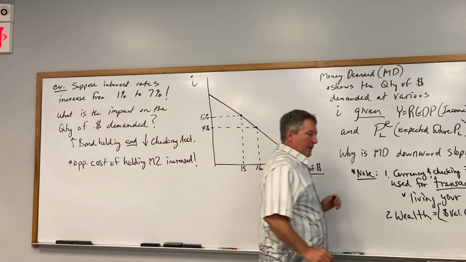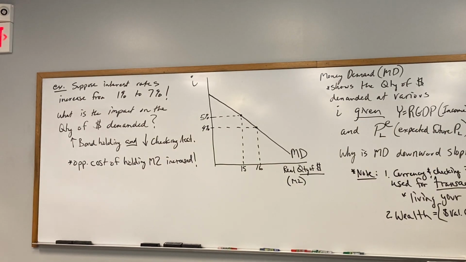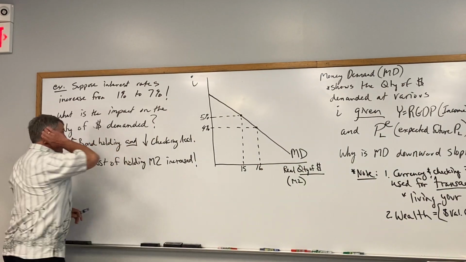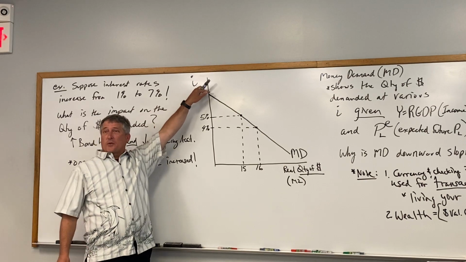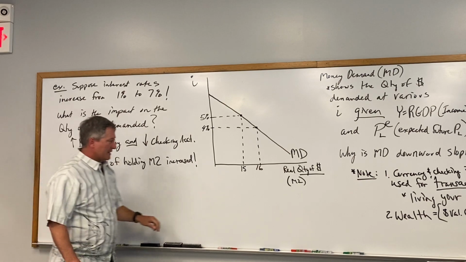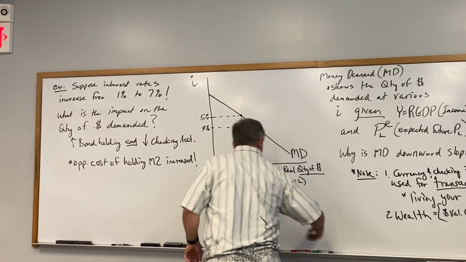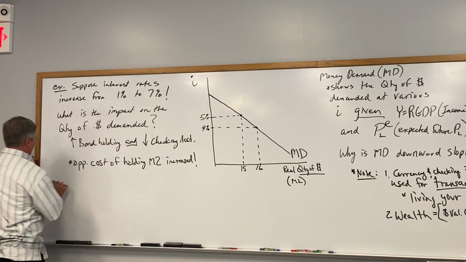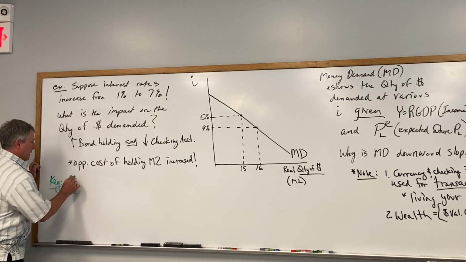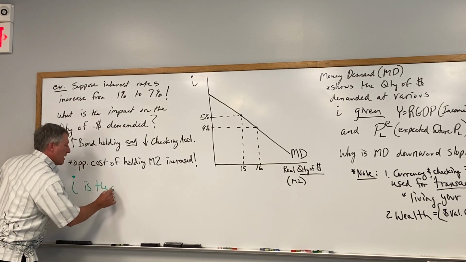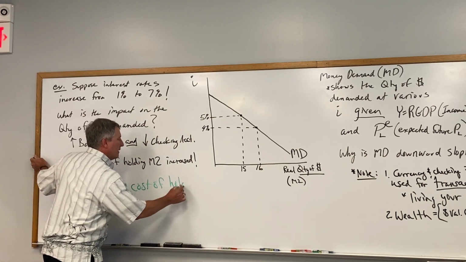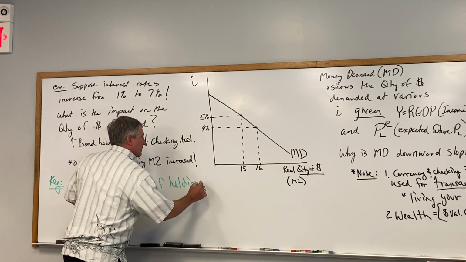So then we're going to move the other direction. What comes out of this then is that the interest rate is the price of holding money. Put this in green. Lots of money here. It's a key point. Little i is the opportunity cost of holding cash.